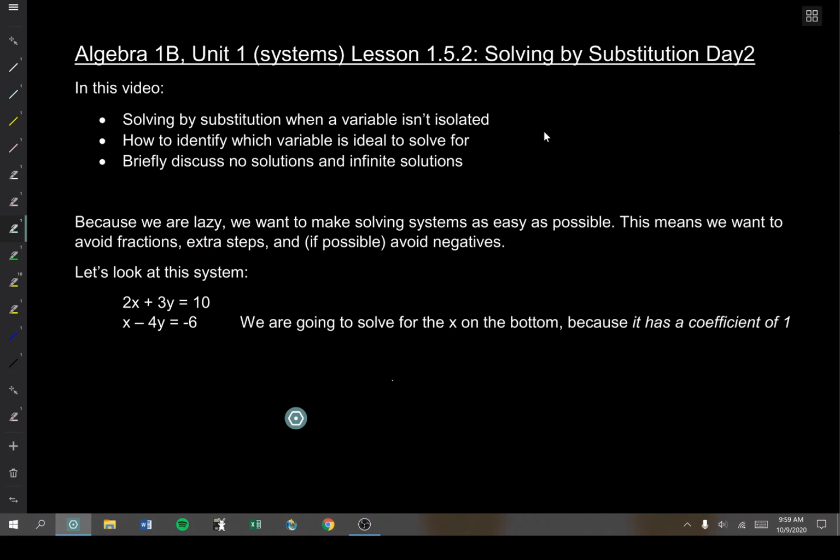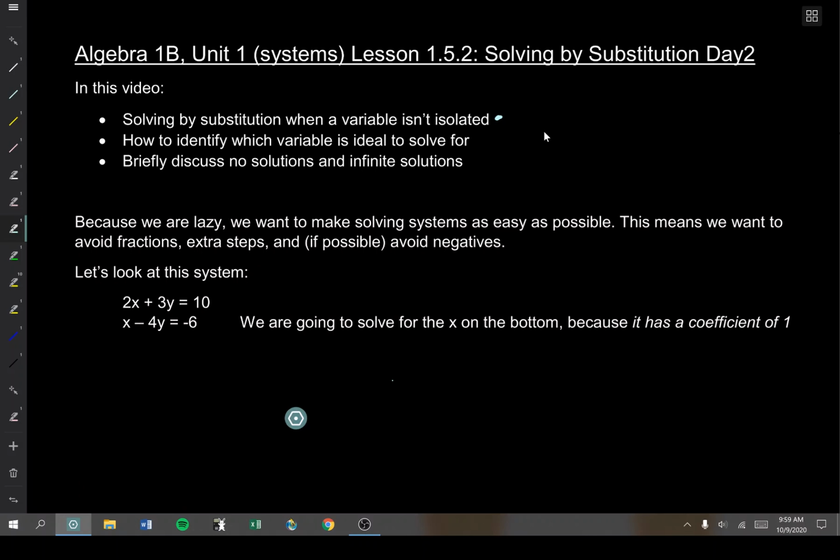Okay, here's our second day on solving systems by substitution. That's why it's 1.5.2. We've talked about solving by substitution. Today we're going to make the equations a little bit more complicated. We're going to solve by substitution when a variable isn't yet isolated. That means when it's not all by itself.